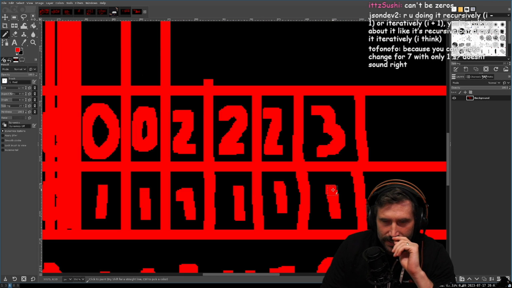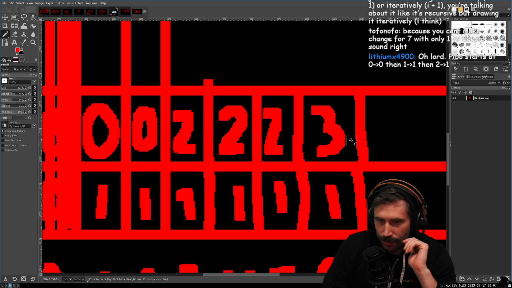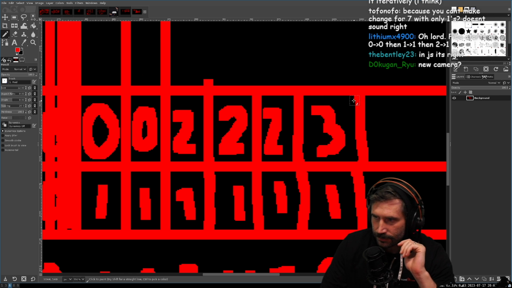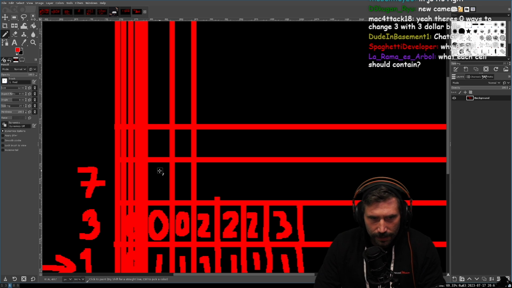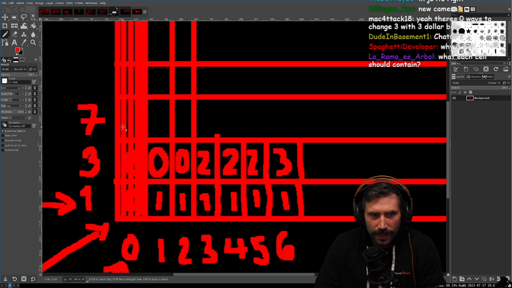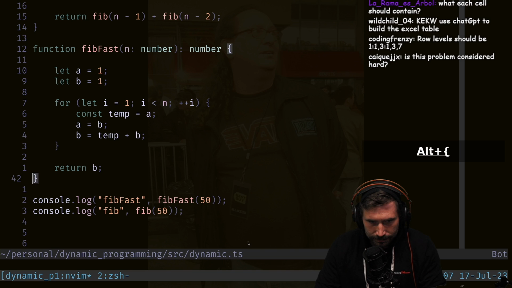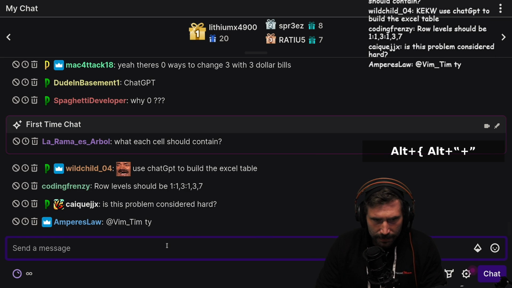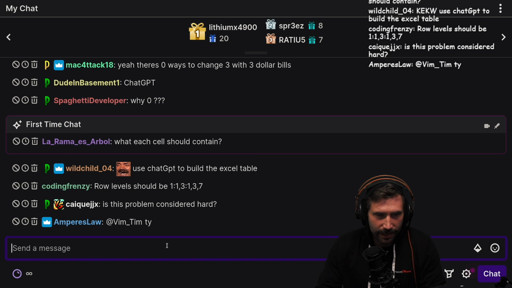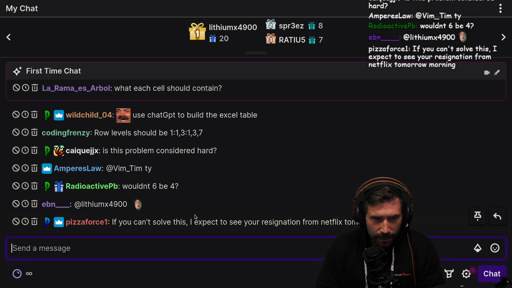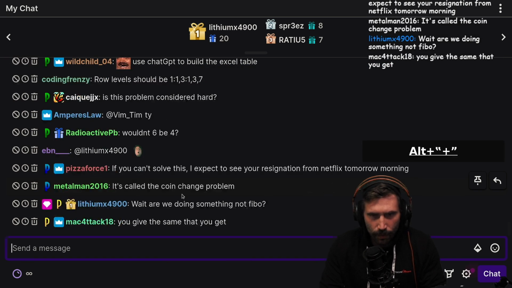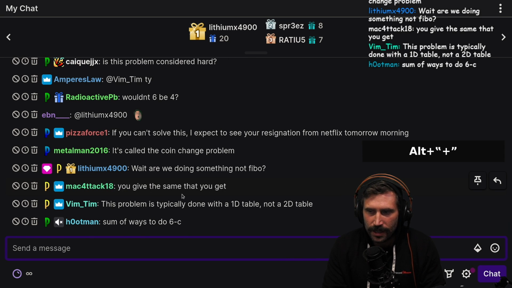All right, so if we're handed a 6, how do we arrive to the solution of 3? Is this problem considered hard? I think it's hard. Wouldn't 6 be 4? Why would 6 be 4? Explain yourself.